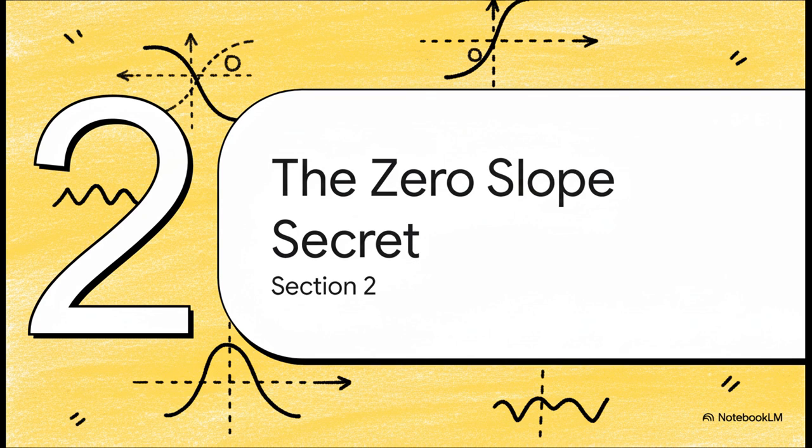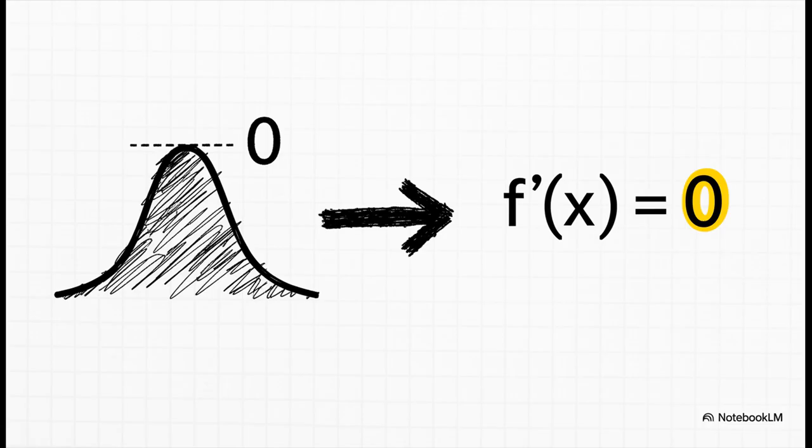So now we're going to take that little secret that peaks and valleys have a slope of 0, and we're going to turn it into a seriously powerful mathematical tool. And this is the magic connection right here. In calculus, the tool we use to find the slope of a curve at any given point is called the derivative. So it's simple. If the slope at a peak or a valley is 0, that means the derivative at that exact same point has to be 0.